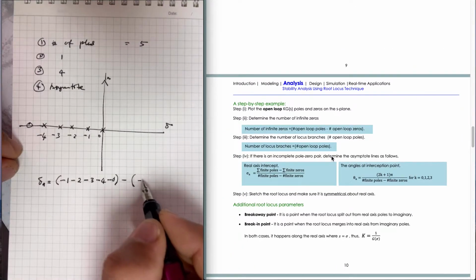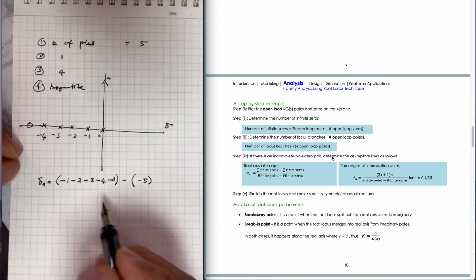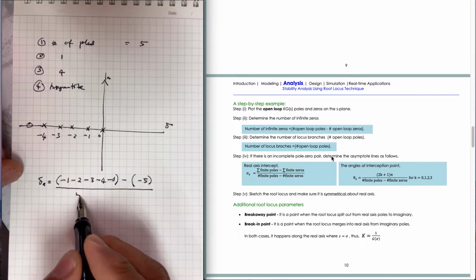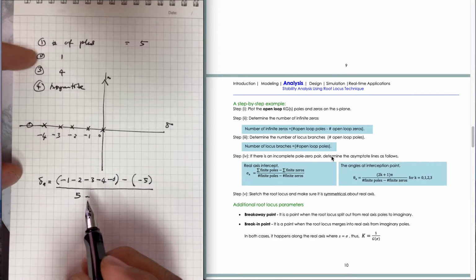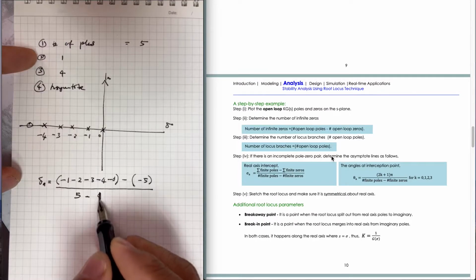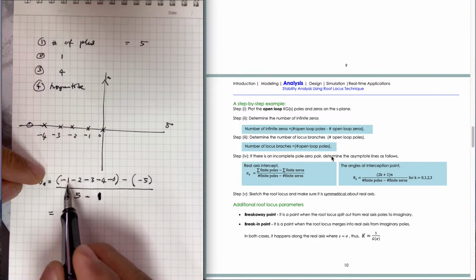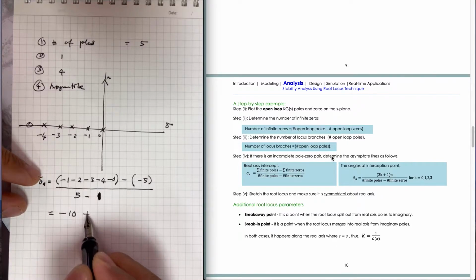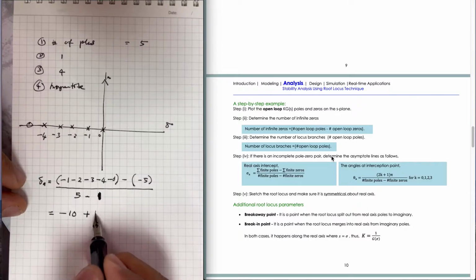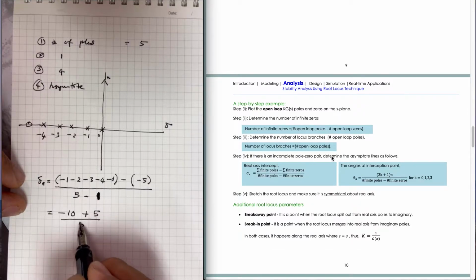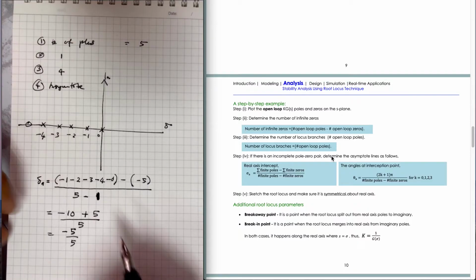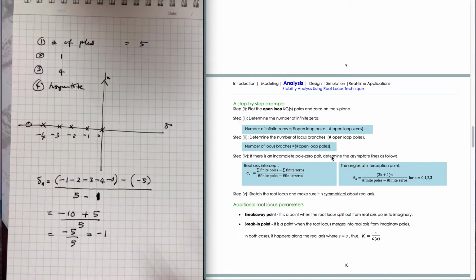So that's -5, right? Divided by the number of finite poles, which is 5, minus the number of the net zeros, which is 1. So then that's 6, 10. Yeah, 10 plus this is 5 divided by 5. So we have -5 over 5. Okay, so that's -1.